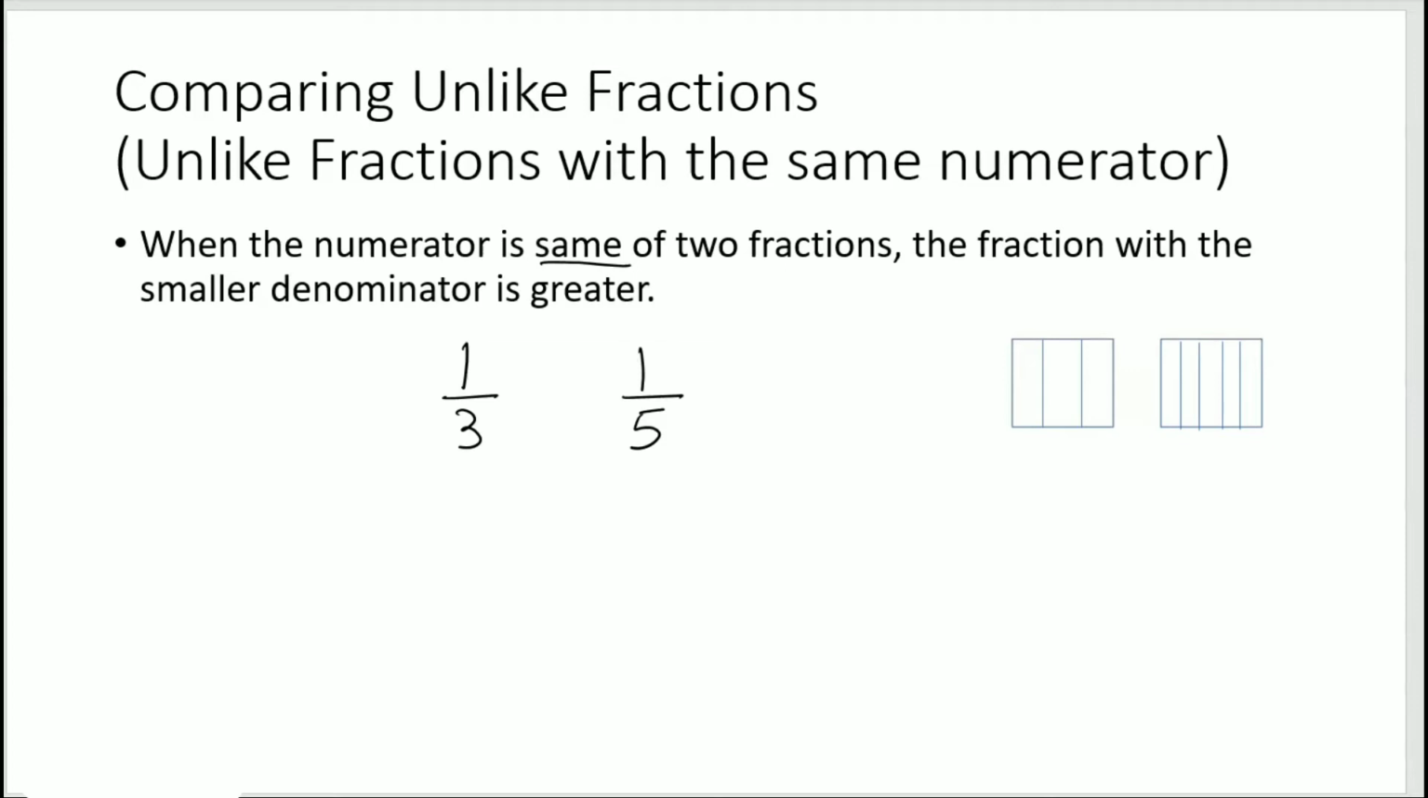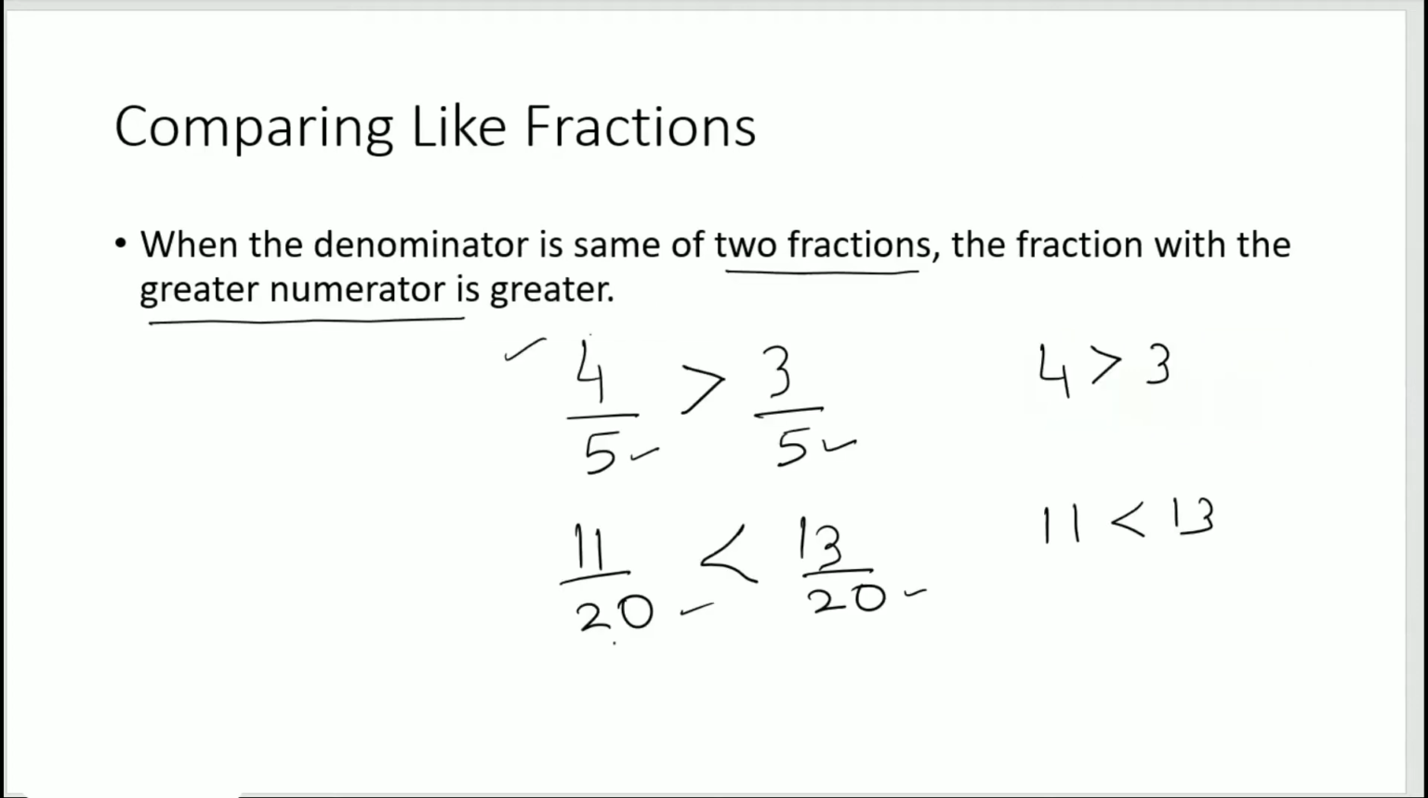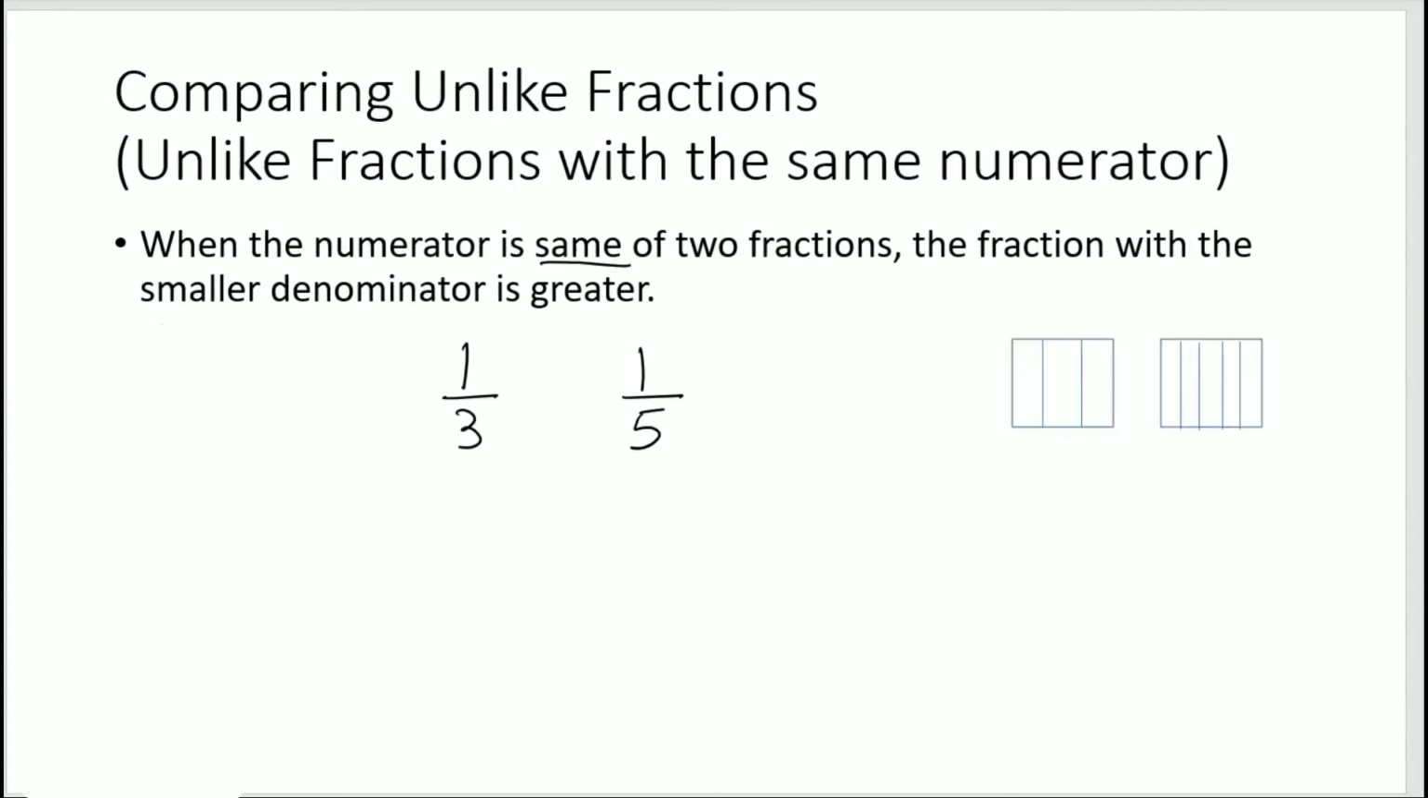It's just the opposite of what we did previously here. Here the fraction with the greater numerator was the greater fraction, right? Here the fraction with the greater denominator would be a smaller fraction, and the one with smaller denominator would be the greater fraction. So here 3 is small and 5 is big. So since this is small, this fraction would be big.